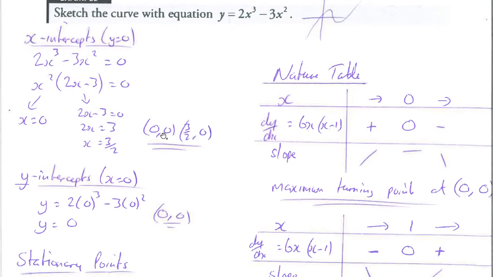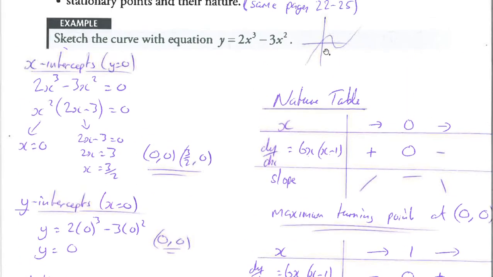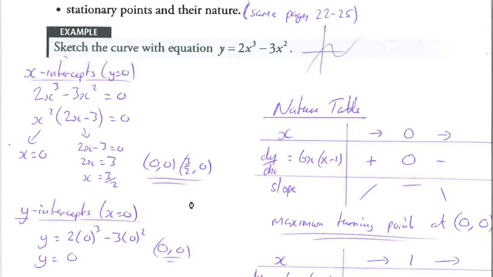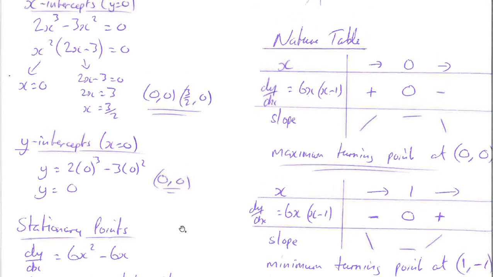Because we've got 0, 0, that's actually going to be the y-intercept as well, but let's just double check that. So substitute in x equals 0. Why do we substitute in x equals 0? Because at the y-intercept the x-coordinate is 0. In this equation, the y-coordinate anywhere on the curve is double the x-coordinate cubed minus 3 multiplied by the x-coordinate squared. So we've got 0, 0 again. So we've got the points where the curve crosses the x and the y-axis.